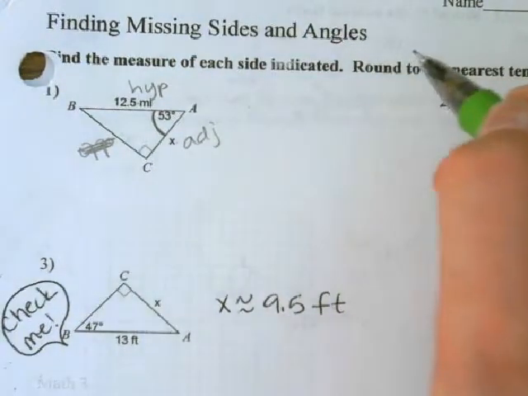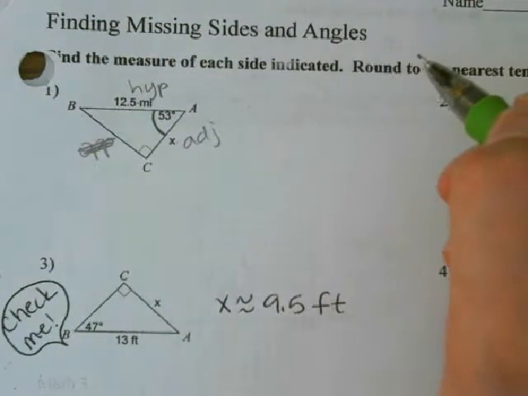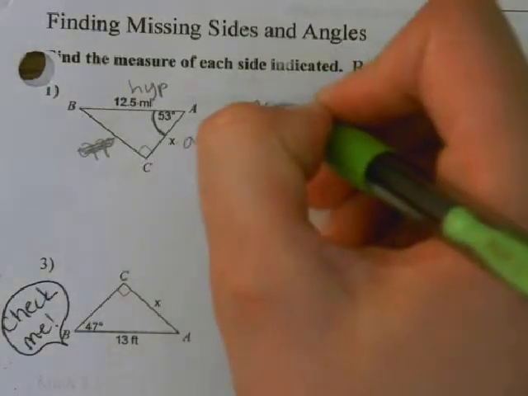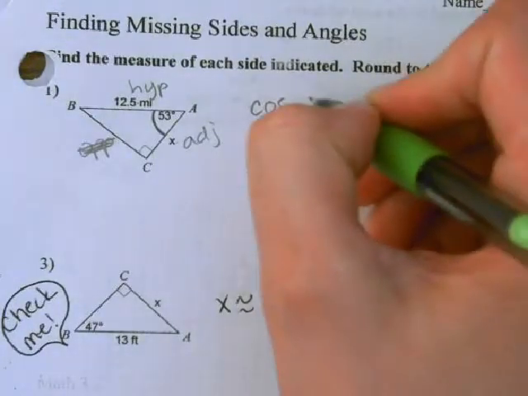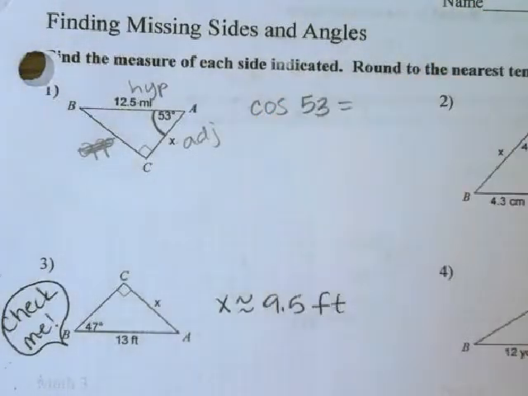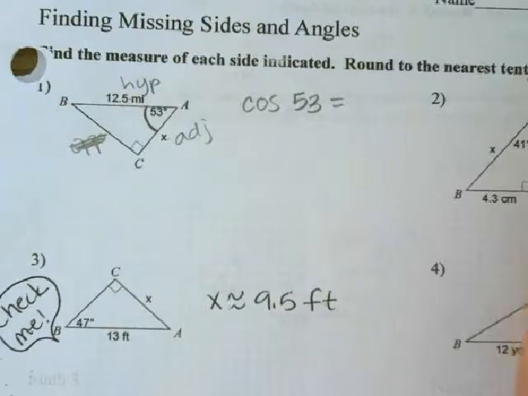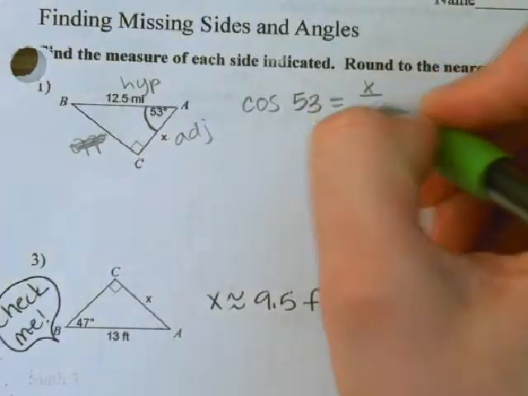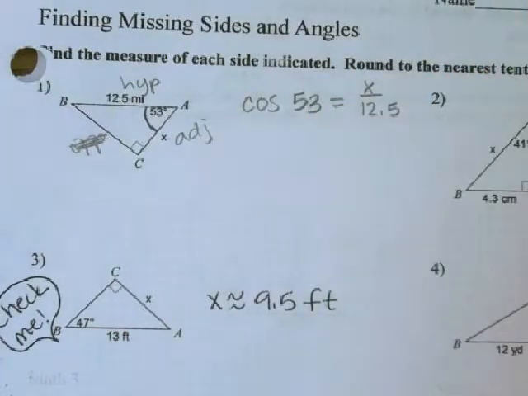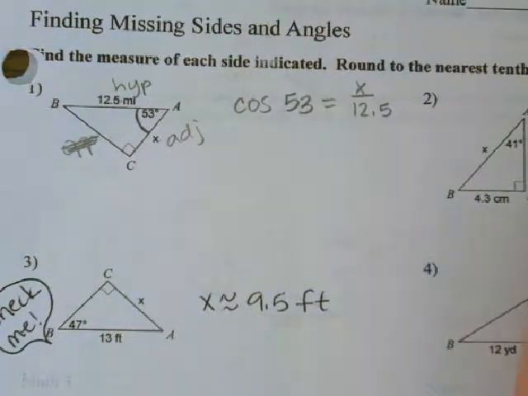So which trig ratio uses adjacent and hypotenuse? Cosine, right? SOHCAHTOA, it's the CA part. So we're going to say cos of the angle, so cos of 53 equals adjacent over hypotenuse. So x over 12.5. And then how do we solve for x?